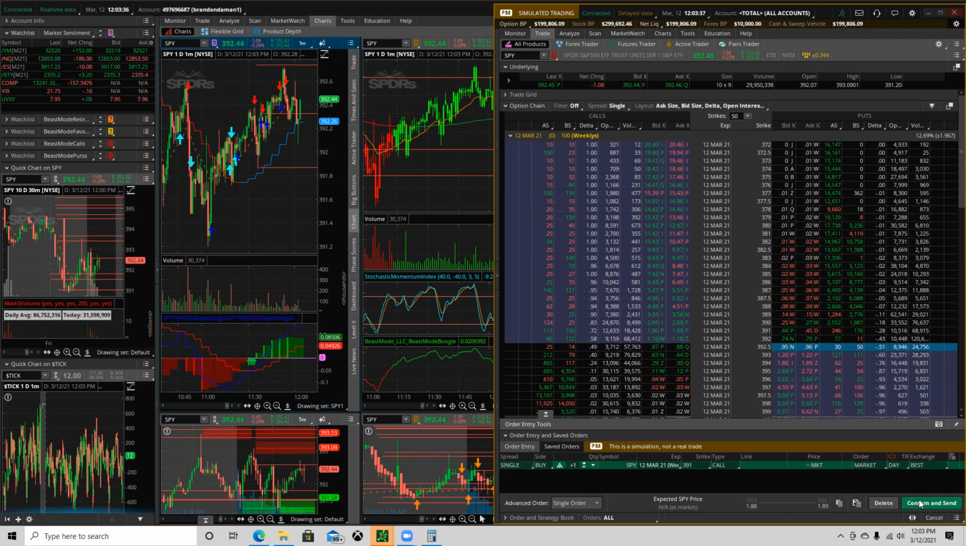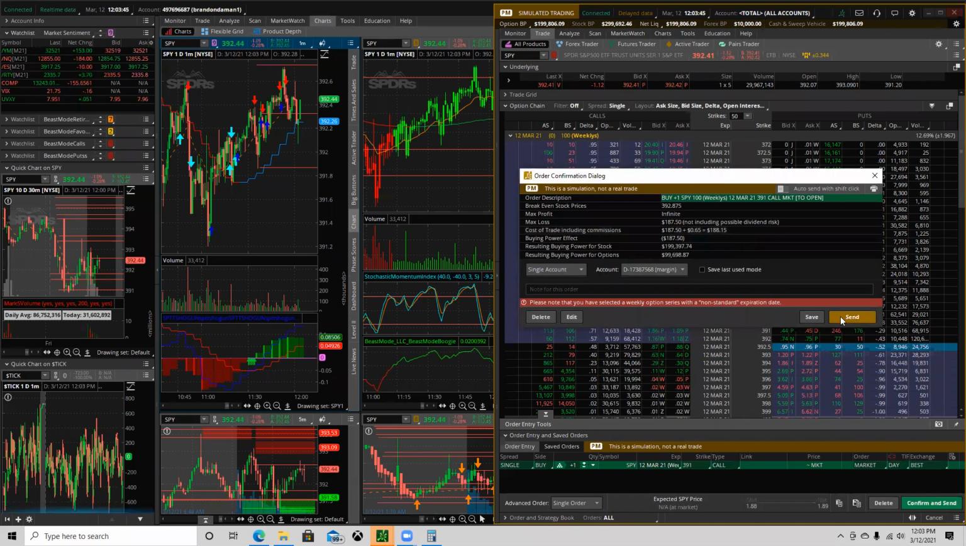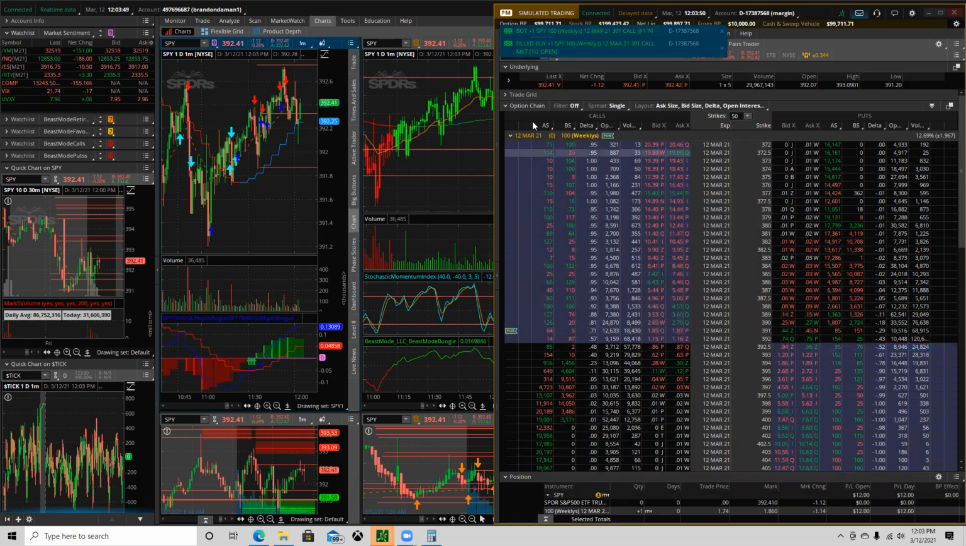So you press confirm, you click this button right here, right? You press confirm, send, and then another box will populate. You are not in the trade yet. So then you press send. Now, guess what, guys? We're in the trade. You see where it says POS right here? So we're in this trade right now.